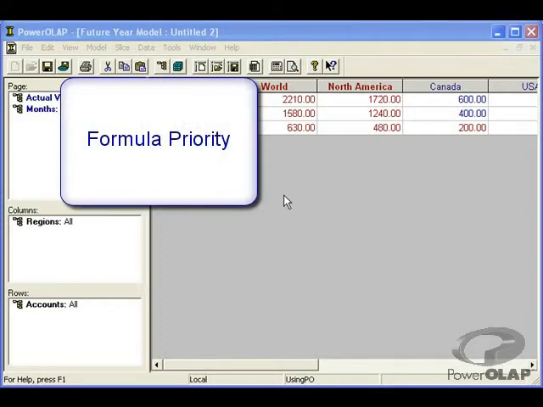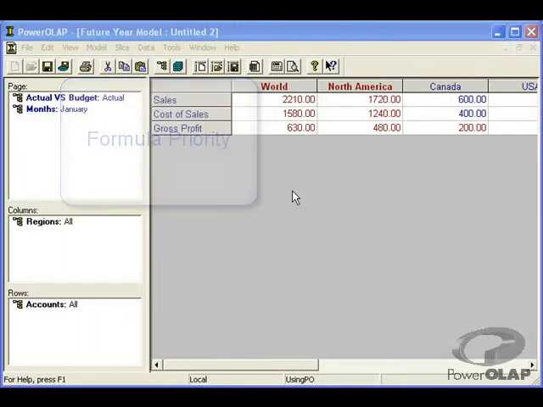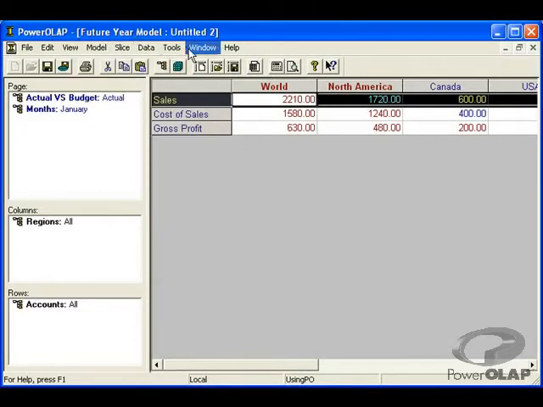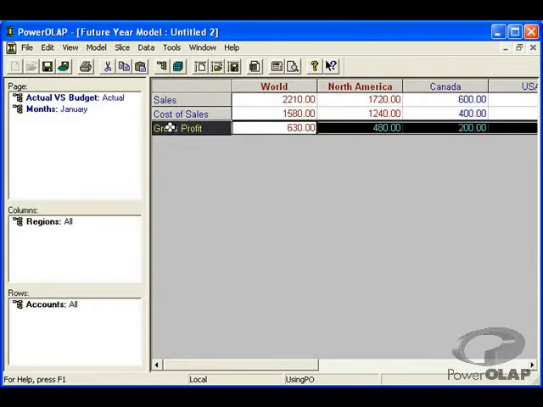When working with formulas, it's important to remember that the order of the formulas within a cube is very relative to how and what values are actually computed by the formulas themselves. Let's build an example of this scenario. Currently, we have a formula where we calculate gross profit by subtracting cost of sales from sales.